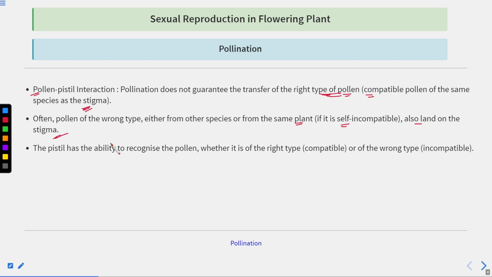Now the pistil has the ability to recognize the pollen. Because pistil has what? Pistil has receptors that recognize the pollen proteins, whether it is of the right type, means compatible, or it is of the wrong type, which is known as incompatible pollen.